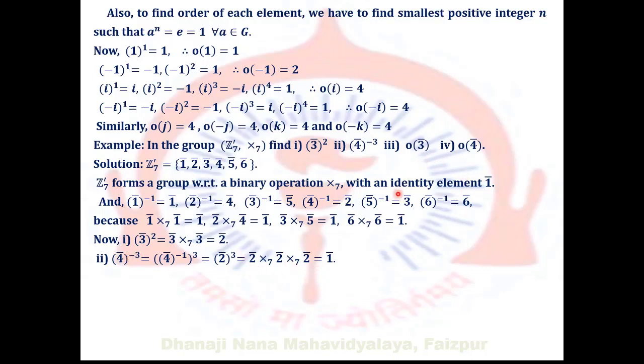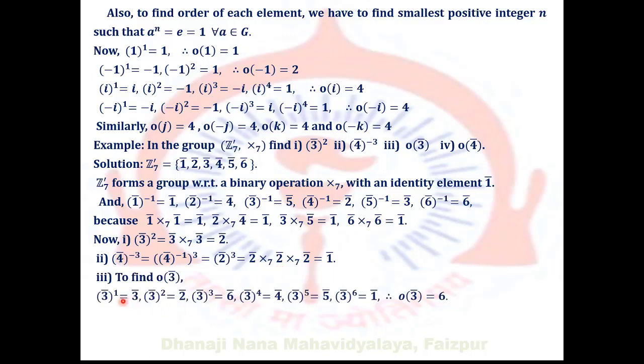Now to find the order of 3 bar, we have 3 bar raised to 1 is 3 bar, 3 bar raised to 2 is 2 bar, 3 bar raised to 3 is 6 bar, 3 bar raised to 4 is equal to 4 bar, 3 bar raised to 5 is equal to 5 bar, and 3 bar raised to 6 is equal to 1 bar, by using the operation multiplication modulo 7. So 6 is the smallest positive integer such that 3 bar raised to 6 is equal to 1 bar. Therefore the order of 3 bar is equal to 6.